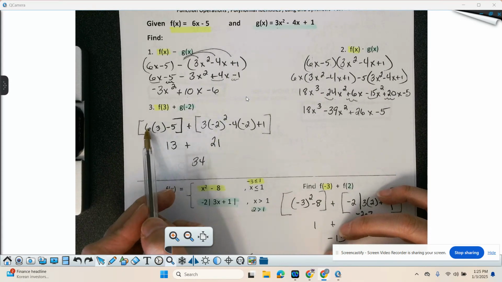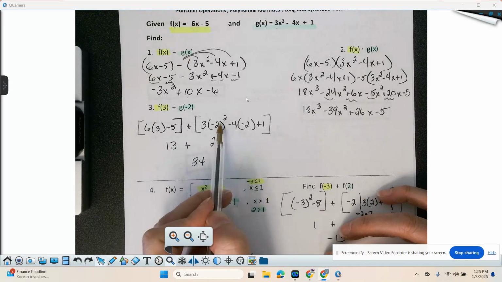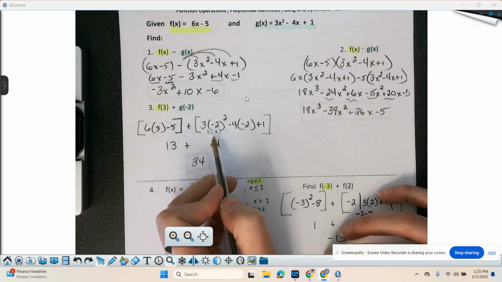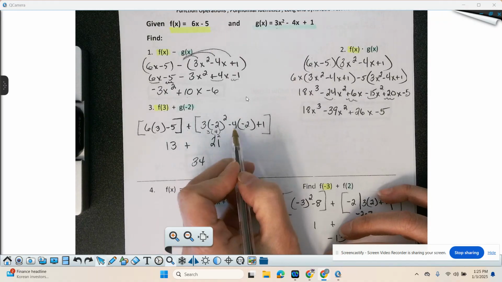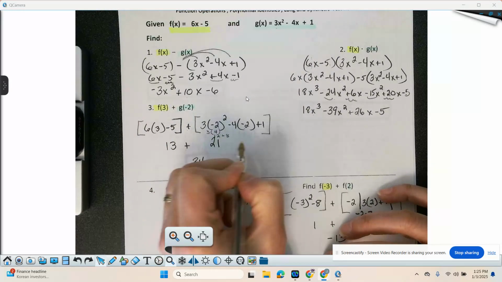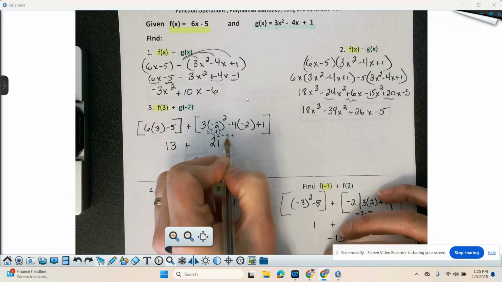So 6 times 3, because we always do multiplication before we subtract, that would be 18 minus 5, which is 13, plus. We do our exponents first, so this is going to be a negative 2 times a negative 2, which is a 4. Then that's going to be 3 times 4, which would be a 12. I've got another multiplication going on here, so a negative 4 and a negative 2 would be a positive 8. And then this plus 1. 12 plus 8 is 20, and 20 plus 1 gives you that 21.